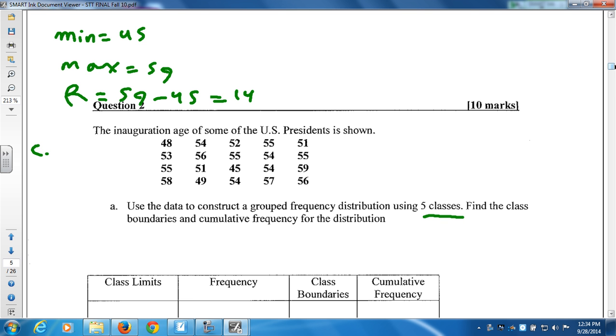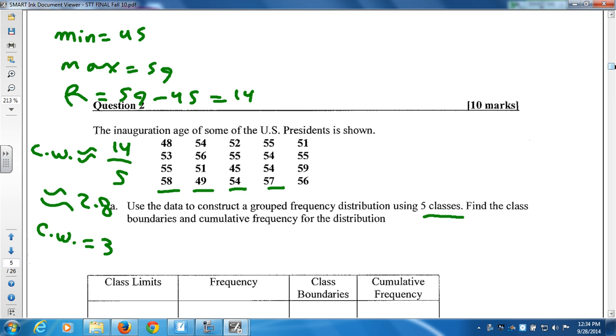So the class width approximately will be equal to what? This 14 divided by the number of classes he gave you, which is 5 classes, right? How much is this? Approximately 2.8. So we need to round up to a nice integer, because these data are integers. So you round up to an integer, which is 3. So the class width will be equal to 3.